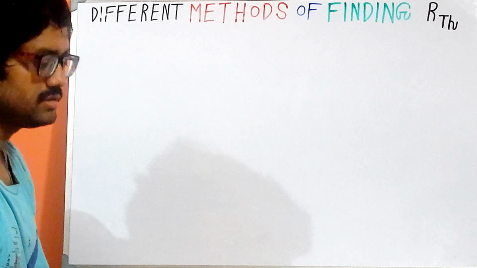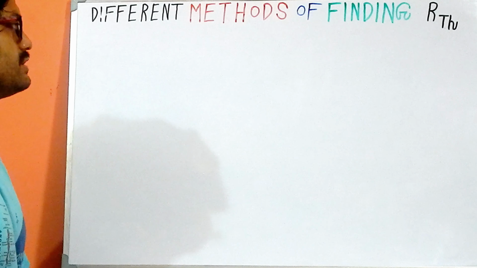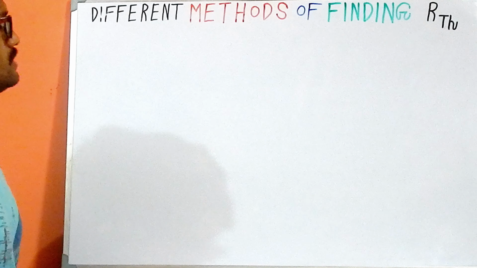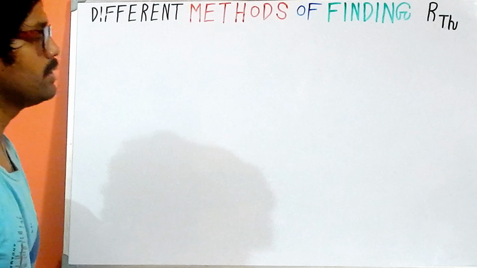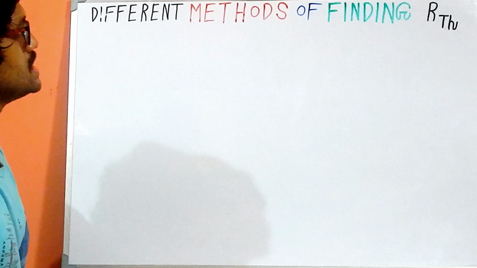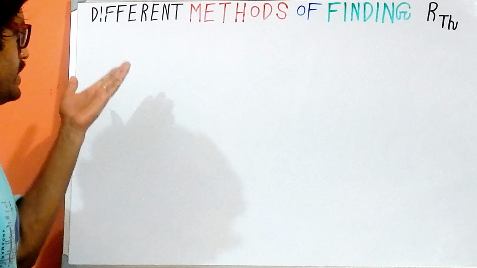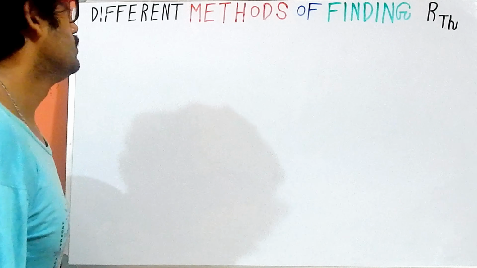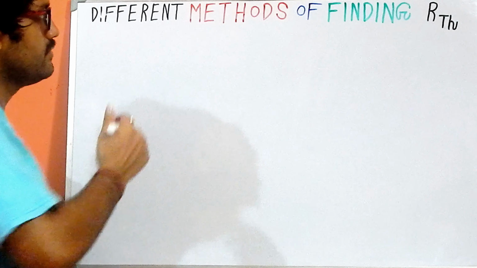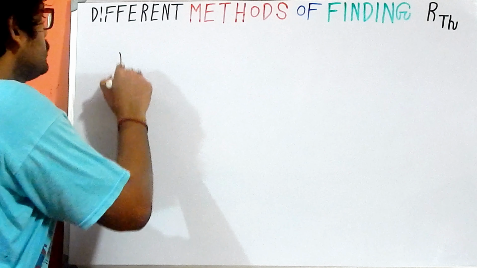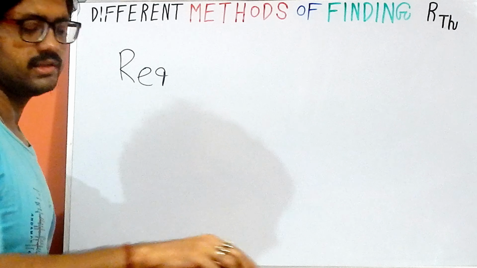In our previous classes, using the basic ideas and objectives of the Thevenin theorem, I have fully described the procedure to solve network theorem problems using the Thevenin theorem. But over here you can see that we have chosen this topic as it is very important: different methods of finding RTH. So what is RTH? RTH is the Thevenin equivalent resistance. The R equivalent is our R Thevenin, or equivalent resistance, for our Thevenin equivalent circuit.